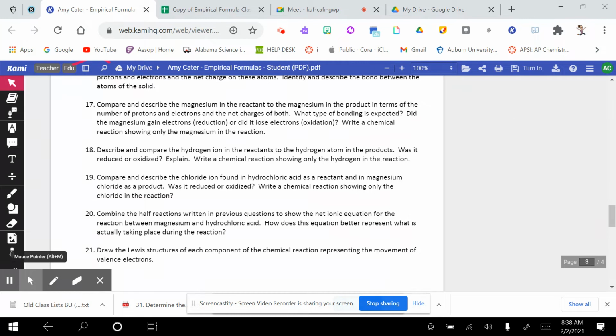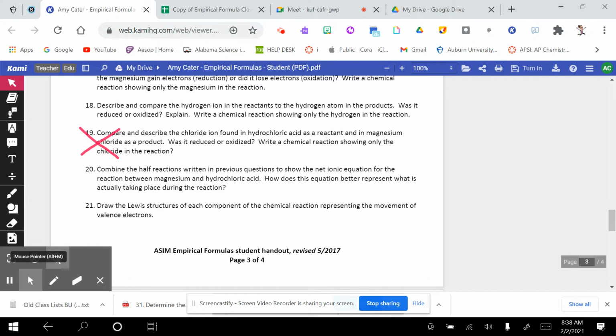Data sheet. You can take out number 19. You can take out number 20. 12, 15, 19, and 20. I do want you to do all the others.